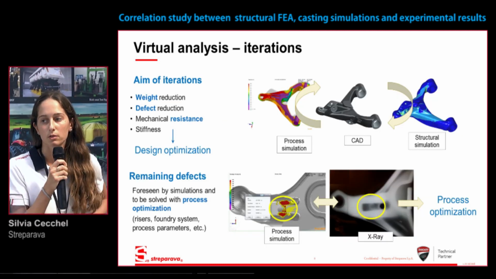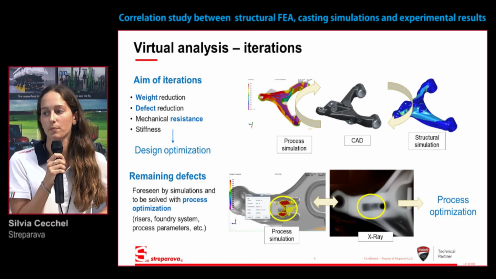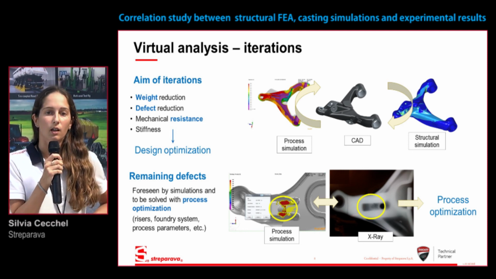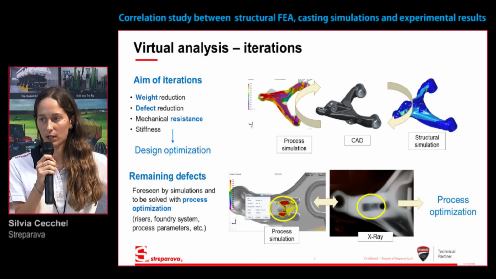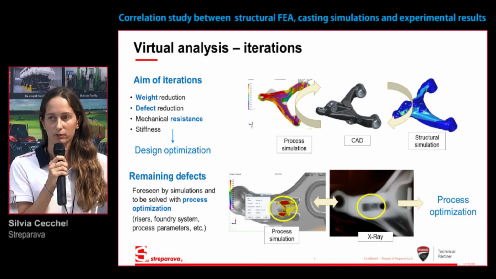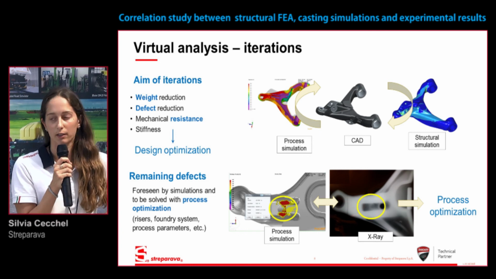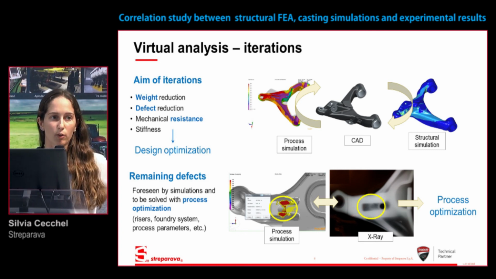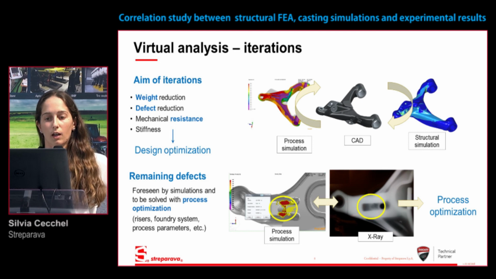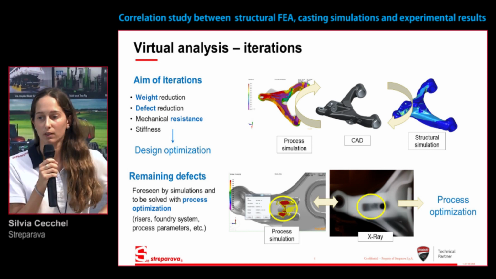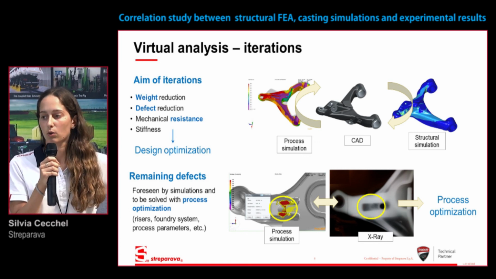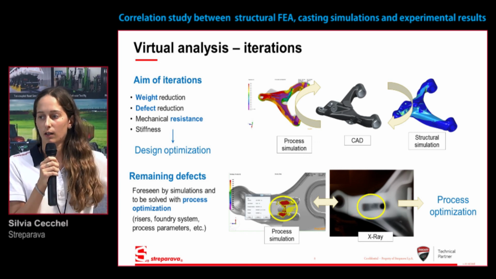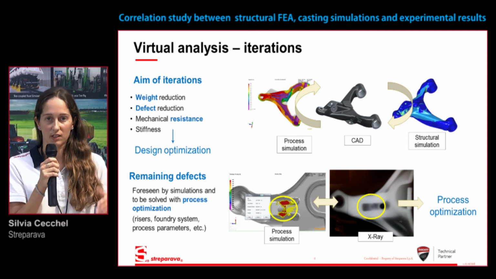So, as introduced, the geometry was continuously iterated, analyzing the results of the process and the structural simulation in order to find optimization of the design, looking at a reduction of weight, a reduction of the defects, and of course, maintaining the same level of mechanical resistance and stiffness. Anyway, there are some defects that couldn't be solved only by acting on the geometry. And so it's also important to analyze the process simulation from this perspective.